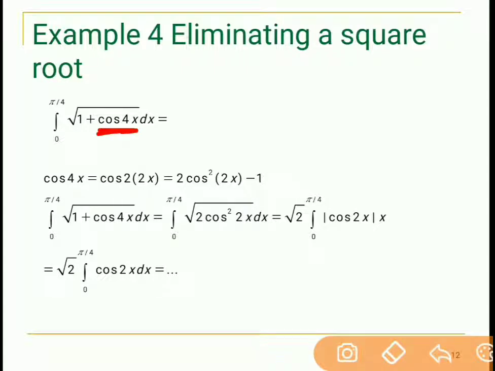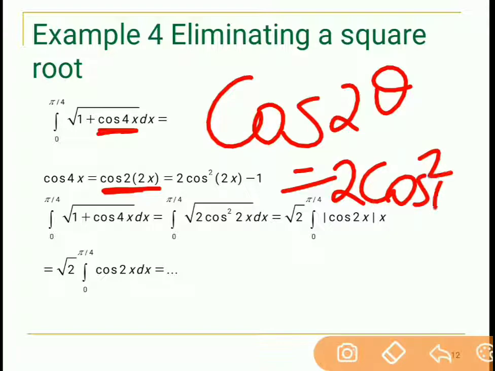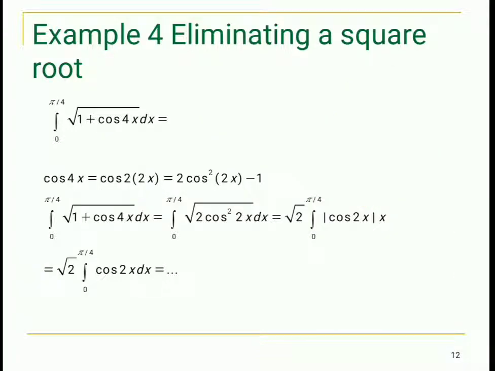Cos 4x is equal to what? Cos of 2 times 2x. Now cos 2 theta is equal to what? 2 cos square theta minus 1. So using this we can convert cos 2 times 2x as 2 times cos square 2x minus 1.